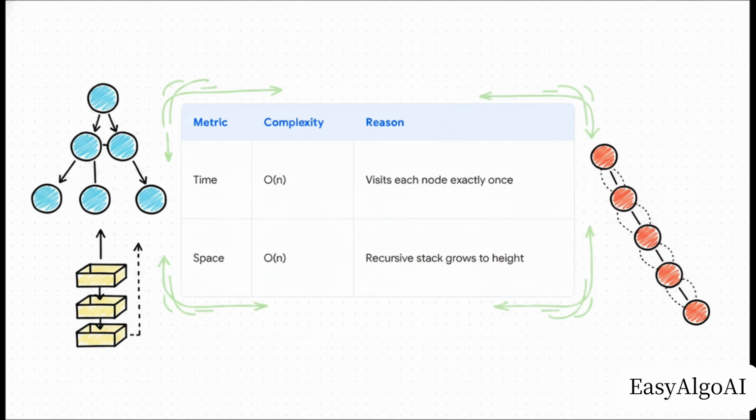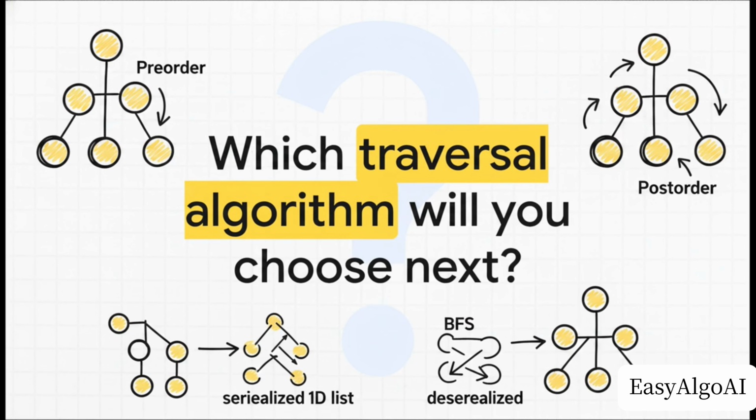So we've seen how tracking nothingness is the absolute key to rebuilding everything. By flattening complexity with rules and resurrecting it with recursion, we've successfully bridged the 2D and 1D worlds. Now that you understand the real intricacies of these approaches, I'll leave you with this. Pre-order, post-order, or BFS, which traversal strategy will you confidently deploy in your next technical challenge?